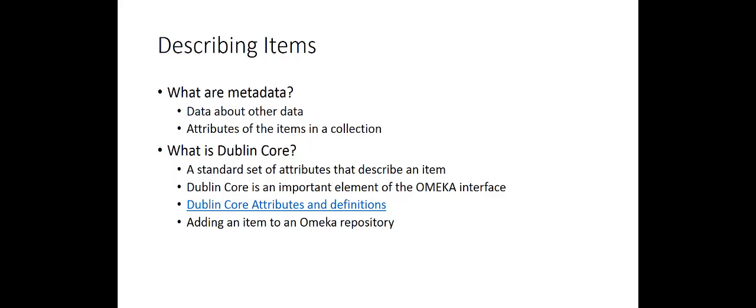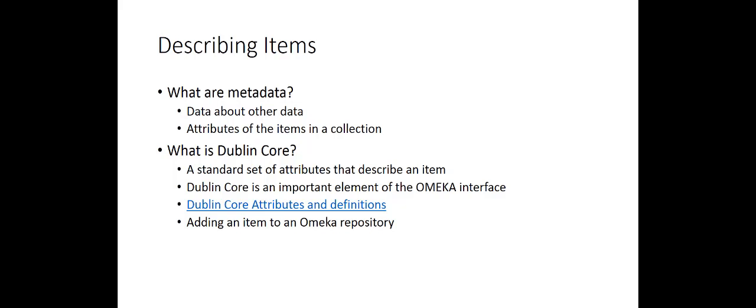So we need to understand two things. First, metadata. Metadata are data about other data, which is very meta. What we are trying to capture in metadata are attributes of the items that are in a collection, like what is the item? Is it a photo? Is it a painting? Is it a voice recording?